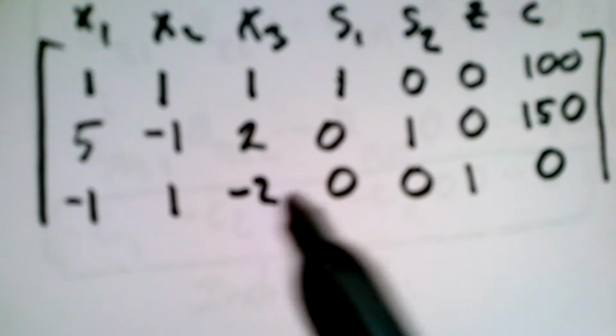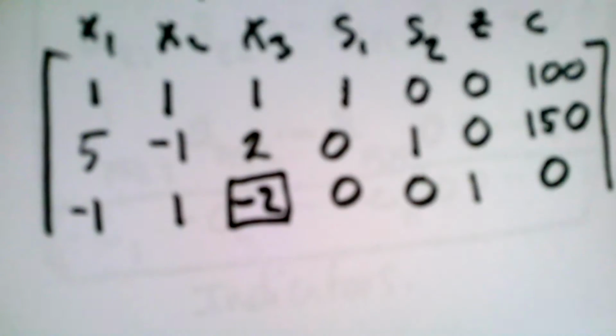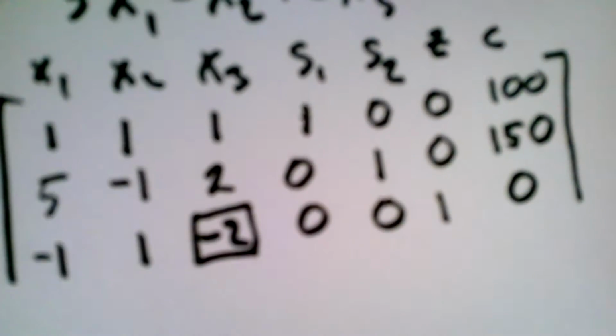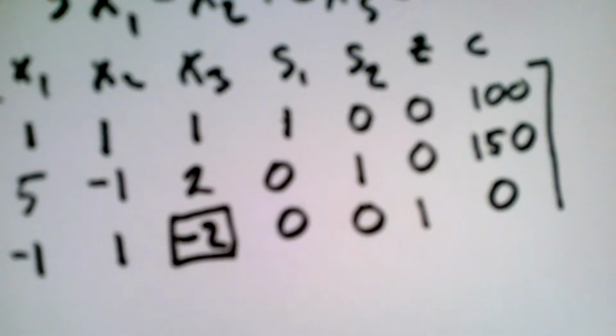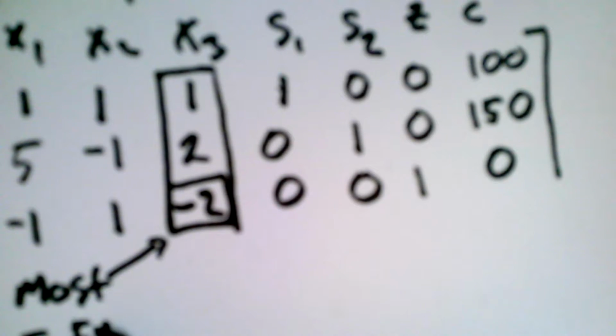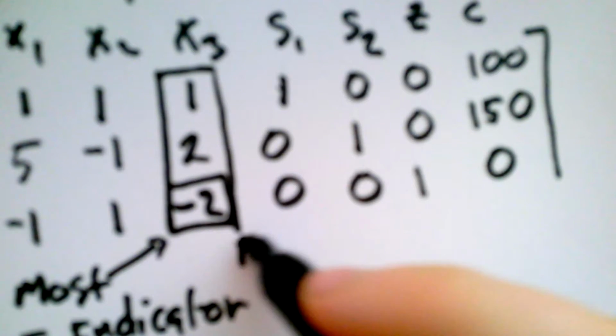So this is called our indicator. I'm going to put a nice little box around that. Sorry, this is our most negative indicator. They're all indicators, but that's the most negative one. Now from here, that indicates that this column is called the pivot column. So we have our most negative indicator and our pivot column.